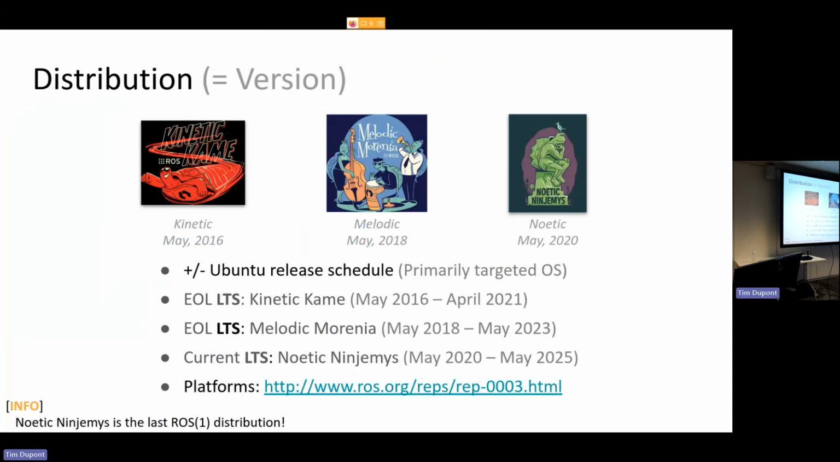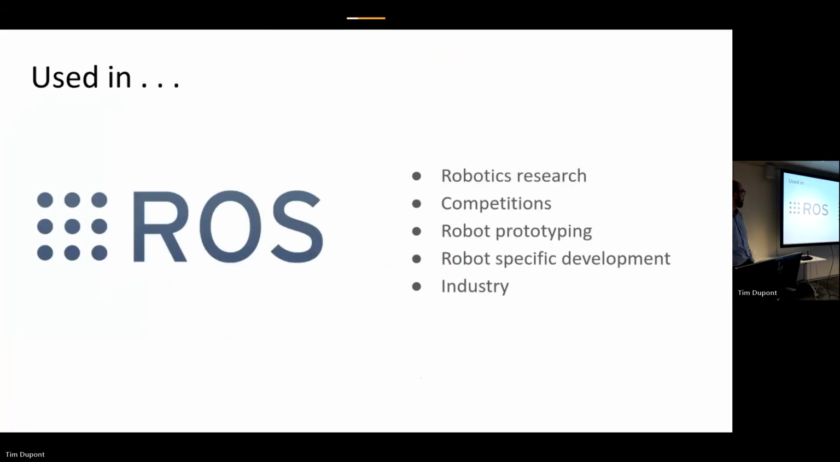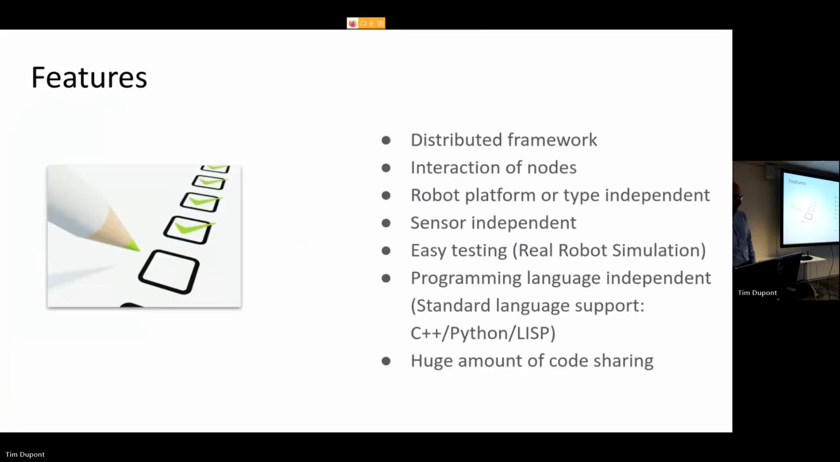There are a few versions displayed: Kinetic, Melodic. Those are end of life, and currently it's Noetic. It's still supported till 2025, and after that there's something called ROS2, but we'll get to that a bit later on. So it's used in robotics research, competitions, robot prototyping, everywhere where you want to do fast development of flexible robotics, actually.